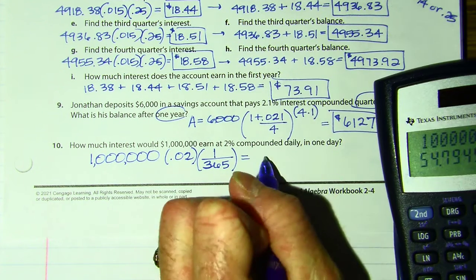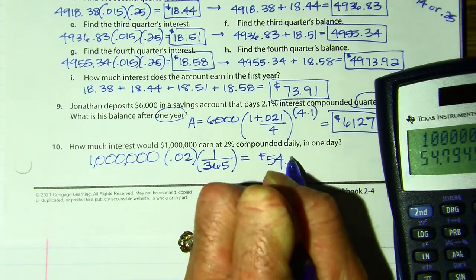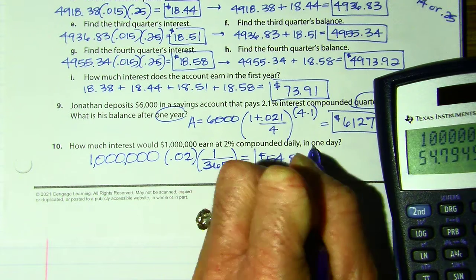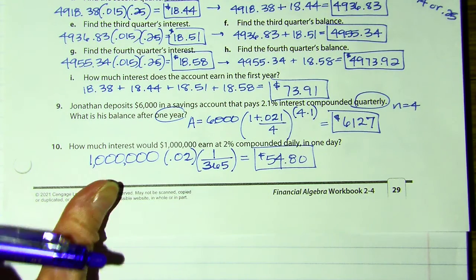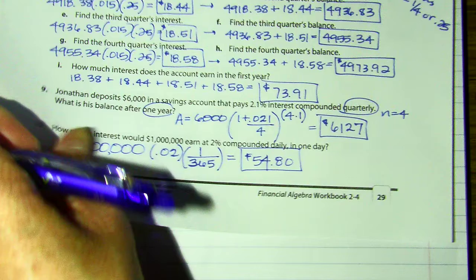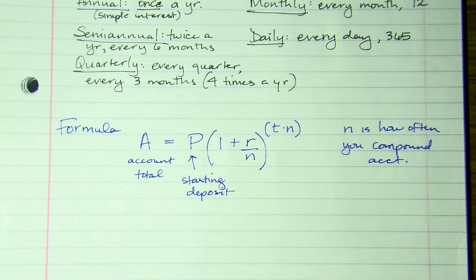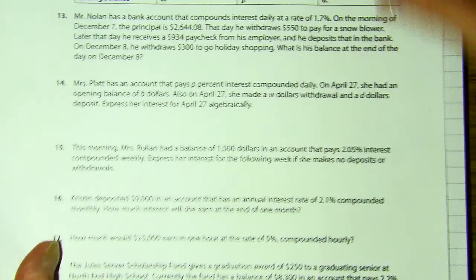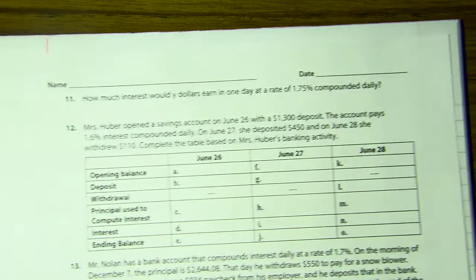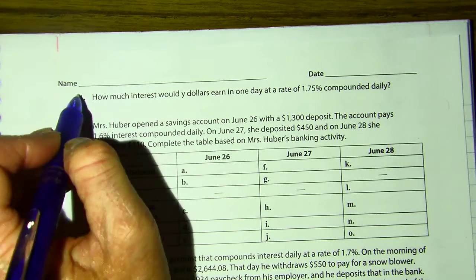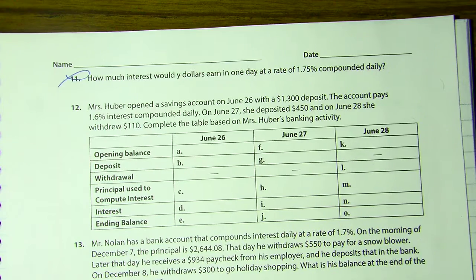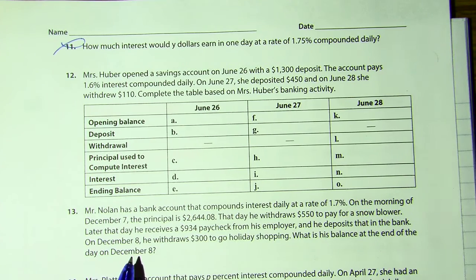Whew. In 1 day, I would earn $54.80. That's why if you win the lottery, put your money in a bank account. Okay. All right, next one. I'm just going to do a couple more with you. So we already did these. All right, number 12, because I think you have one like this on your homework.